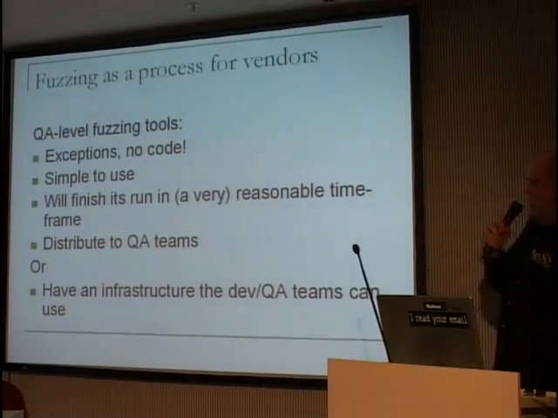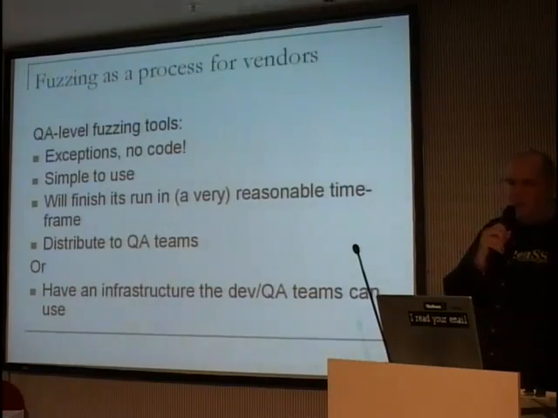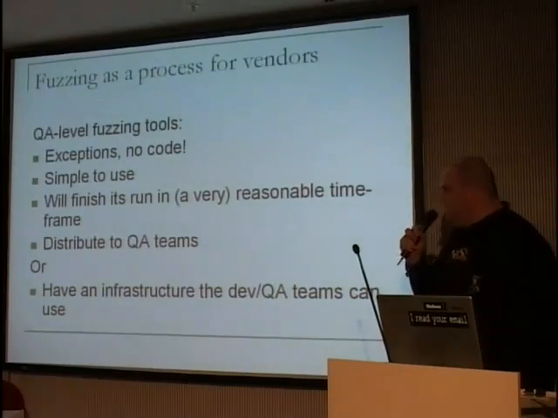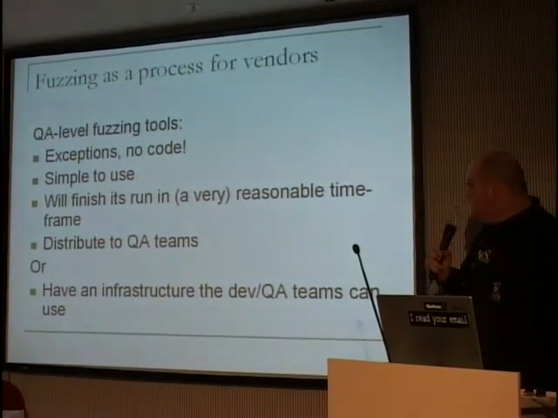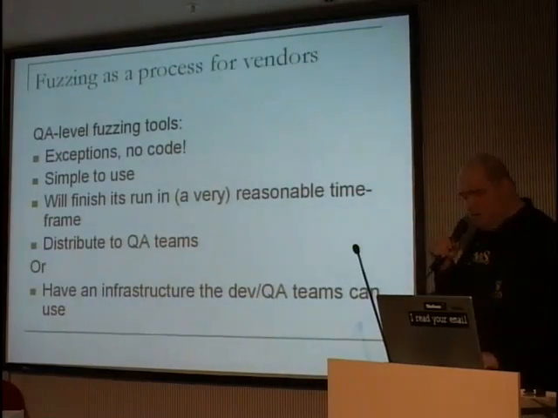And distribute to QA teams, as in, we can have cool fuzzers, we can have things that do stuff that's very, very elite. But having actual fuzzers that we can send to the QA teams around the organization so they can do their own fuzzing and deal with some of the stuff on their own is pretty cool. So we can either send the tools or have an infrastructure for the development or QA teams to use, which is kind of cool on its own.